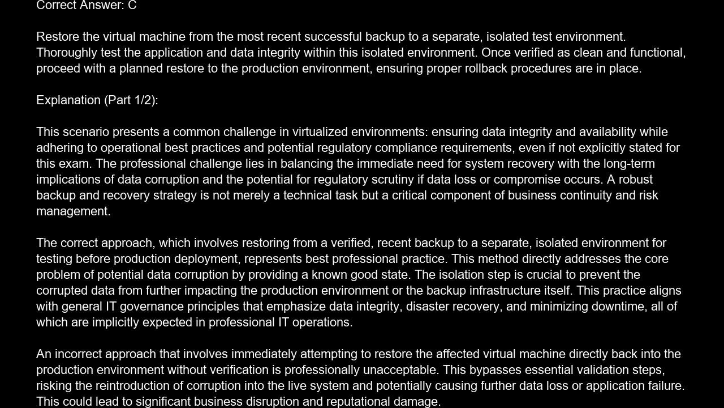An incorrect approach that involves immediately attempting to restore the affected virtual machine directly back into the production environment without verification is professionally unacceptable. This bypasses essential validation steps, risking the reintroduction of corruption into the live system and potentially causing further data loss or application failure. This could lead to significant business disruption and reputational damage.